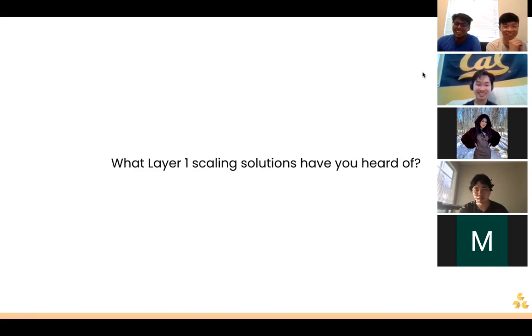Proof of stake. I wish that was a thing. I guess proof of stake is a scalability solution, sort of. More of a consensus mechanism. It would replace proof of work, which you guys have learned about.